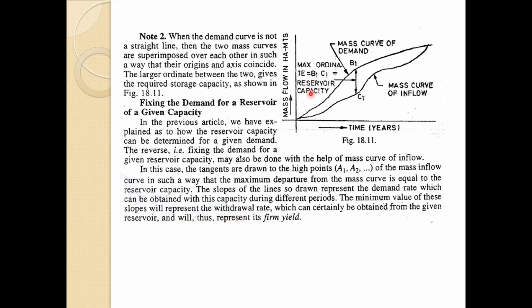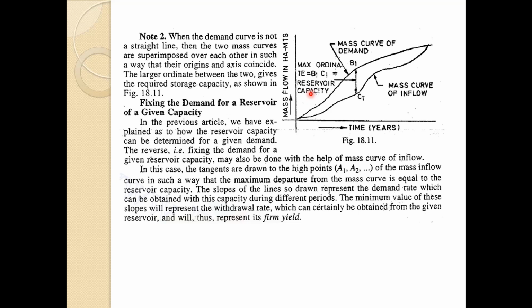Now, fixing the demand for a reservoir of a given capacity. In the previous article we explained how reservoir capacity is determined for a demand line. In the reverse case, that is fixing the demand line for a given reservoir capacity, it may also be done with the help of the mass curve of inflow.